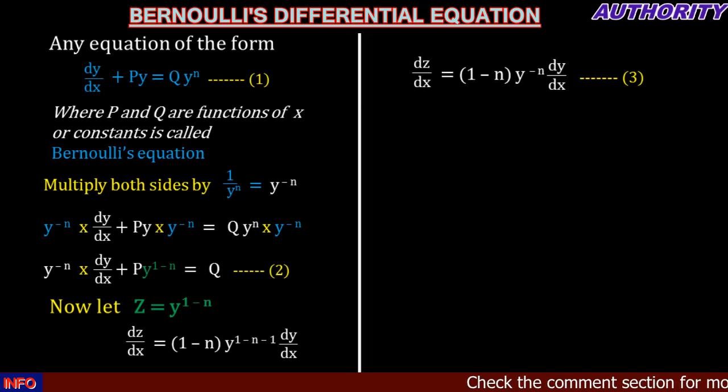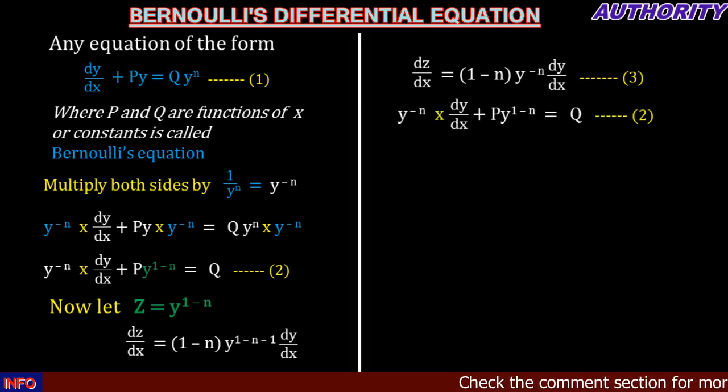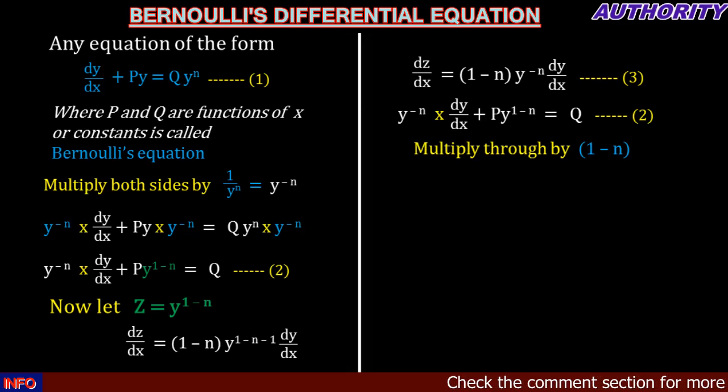Let's call this equation 3. Now let's go back to equation 2. Our equation 2 says y raised to power minus n dy dx plus p y raised to power 1 minus n equal to q. Let's multiply this equation by 1 minus n.